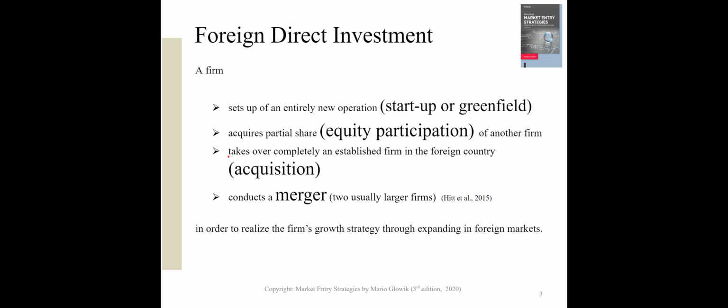Another alternative is that the firm takes over completely another established firm in the foreign country, which is then called acquisition. And last but not least, as a fourth alternative, the firm conducts a merger. A merger is usually conducted between two usually larger firms. And all of these activities are implemented in order to realize the firm's growth strategy through expanding in foreign markets.